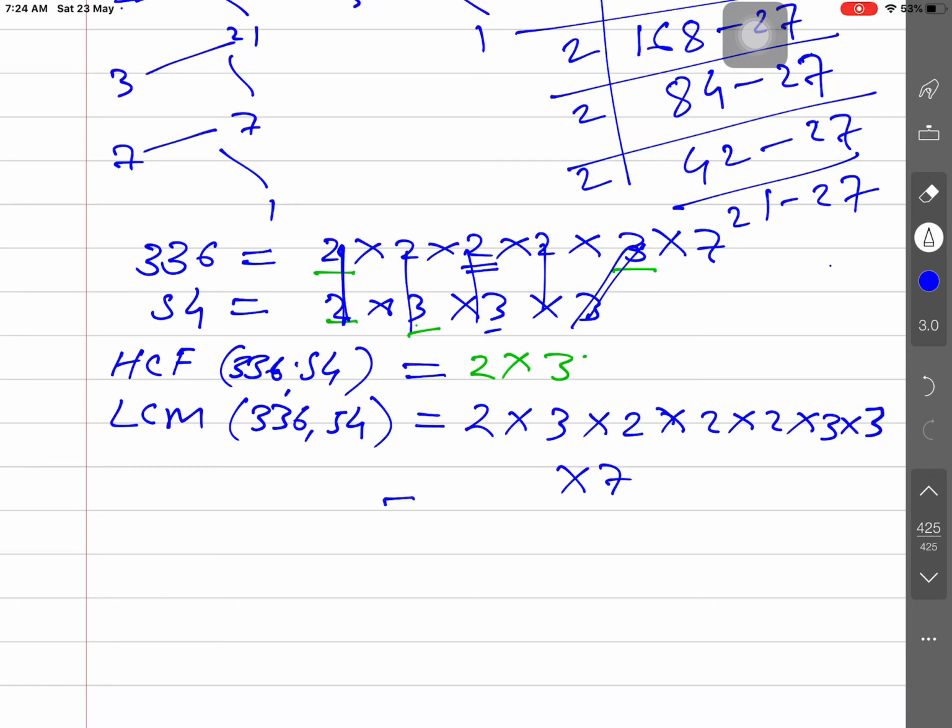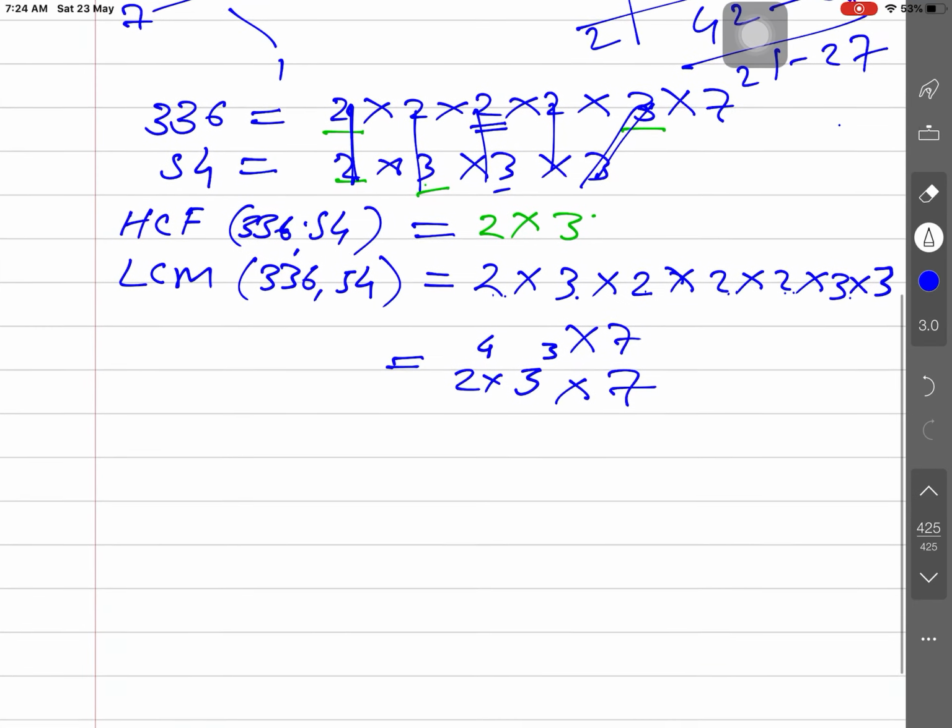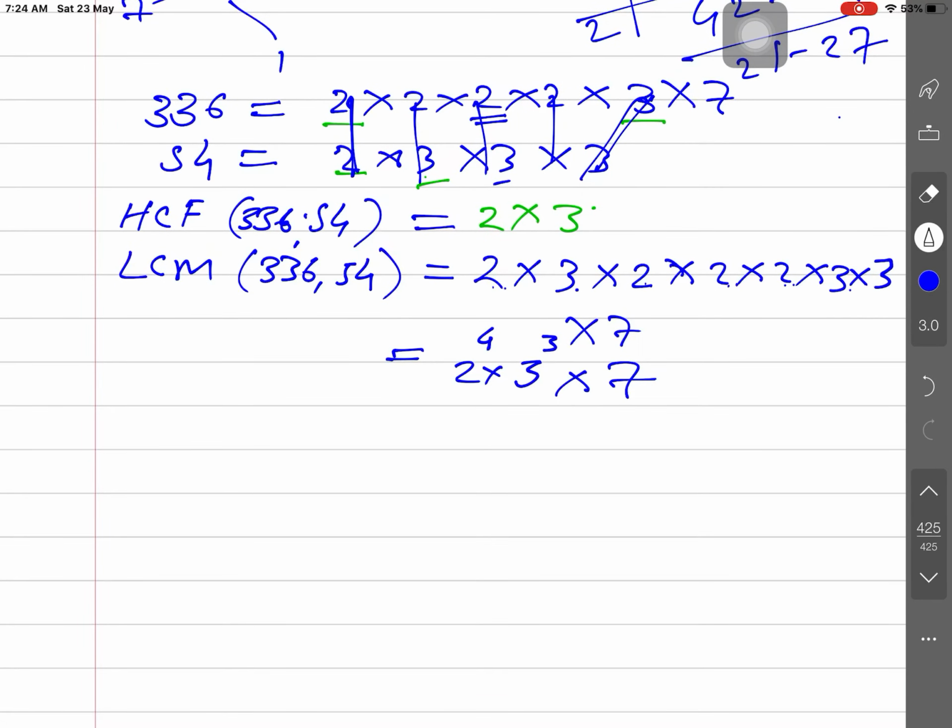You may write this down in a very clear manner, 2 into 3. Listen here, order is to be followed. How many times is 2 there? 1, 2, 3, 4, 4 times 2 is occurring, and 3 is occurring 1, 2, 3 times, and 7 also. This is the LCM of the numbers. Clear?